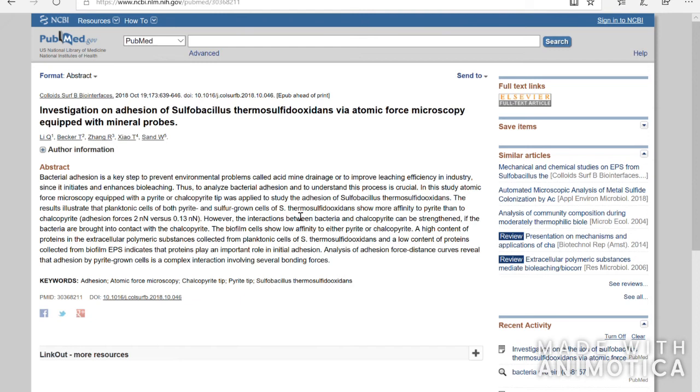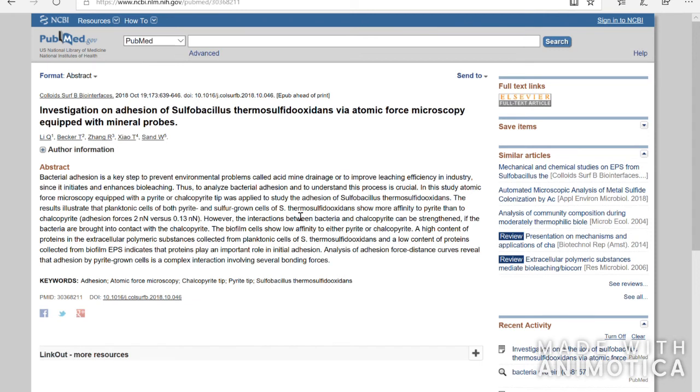So I guess it doesn't stick well to either pyrite or chalcopyrite. A high content of proteins in the extracellular polymeric substances collected from these kind of cells. So they collected proteins in extracellular, so outside of the cell, from these kind of bacteria. And a low content of proteins collected from biofilm EPS, again, extracellular polymeric substances.